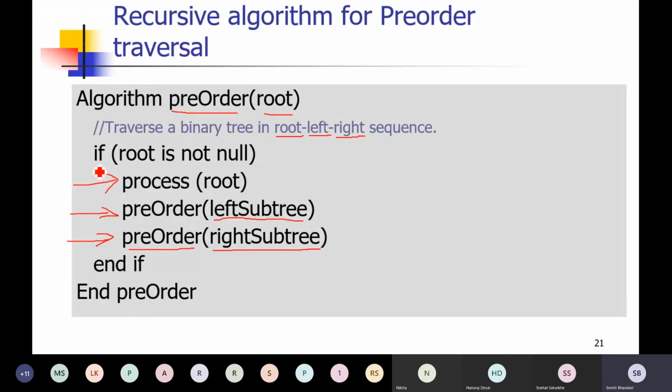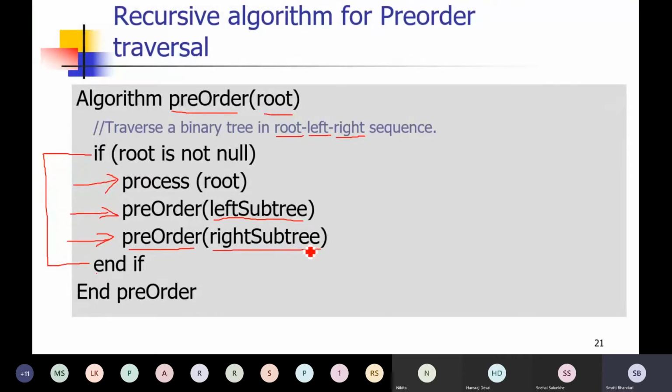And then this is the end if for our if. So this if condition will check whether my root node is null. If it is not null, then we are going to process the root node. Then we are going to recursively call the same algorithm with the address of the left subtree, and we are calling the same algorithm with the address of the right subtree. If my tree is empty, I am not going to do anything.